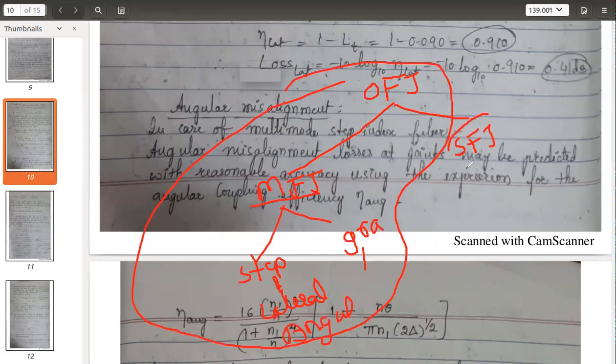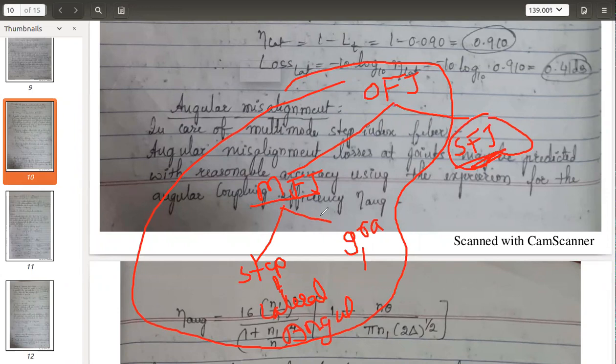Next concept should be single mode optical fiber joints. Here are the different types of losses we need to calculate due to the misalignments. However, just now I have told you there are two different types of losses that exist. One is intrinsic, one is extrinsic. All these misalignments come under the extrinsic losses.